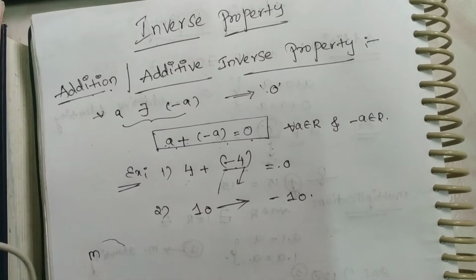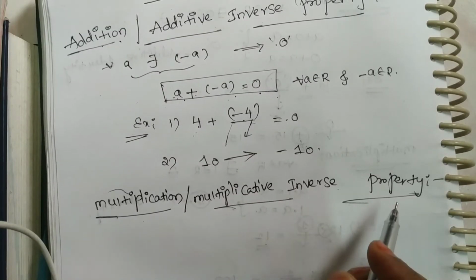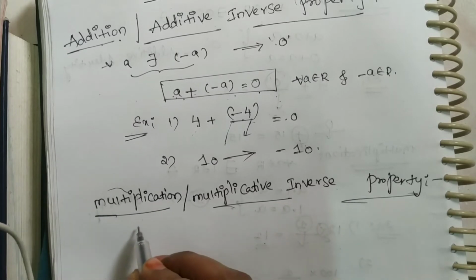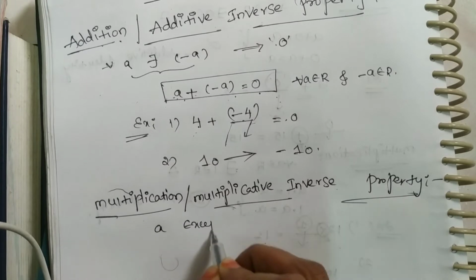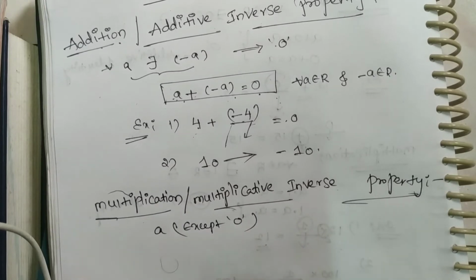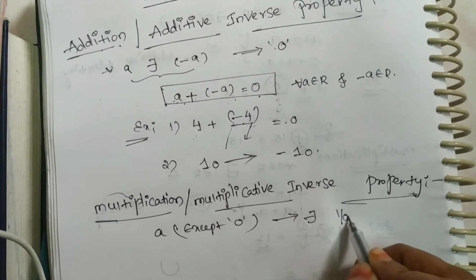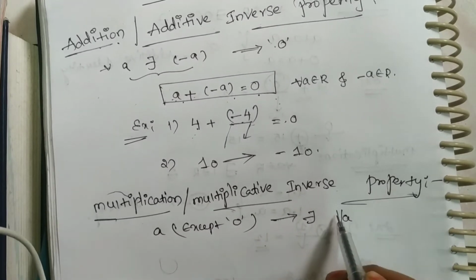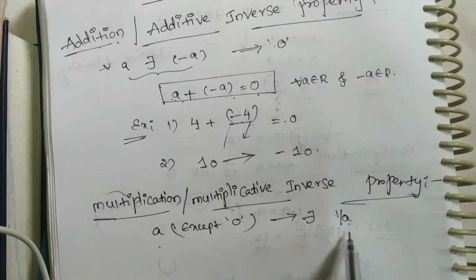Next one is multiplication, or the multiplicative inverse property. It states that for every real number a except 0, there exists a reciprocal of the real number. So the reciprocal of a is a real number, and the reciprocal of a is 1 by a.